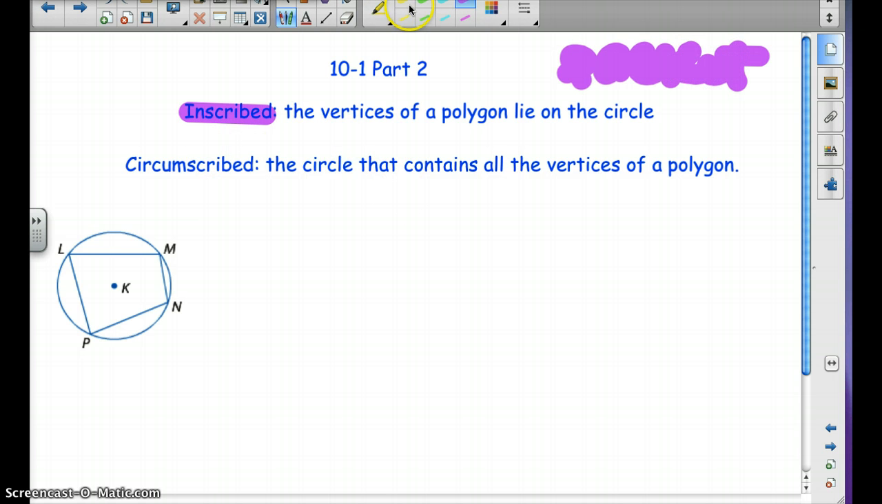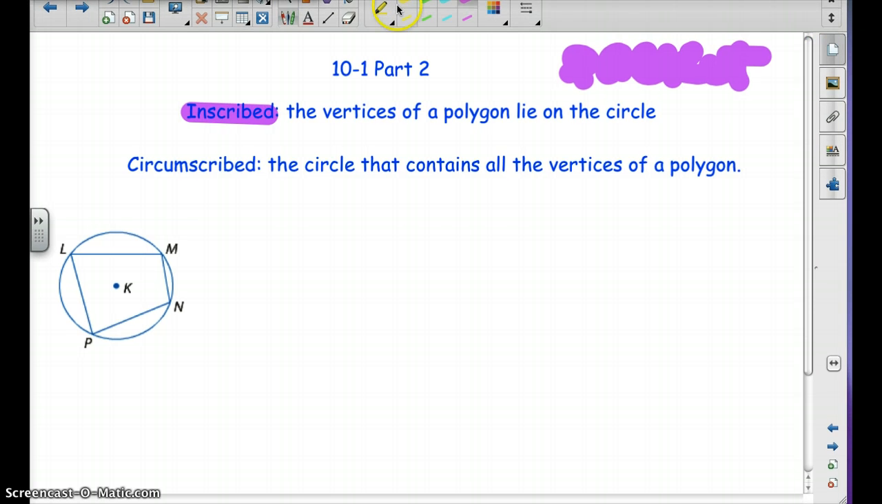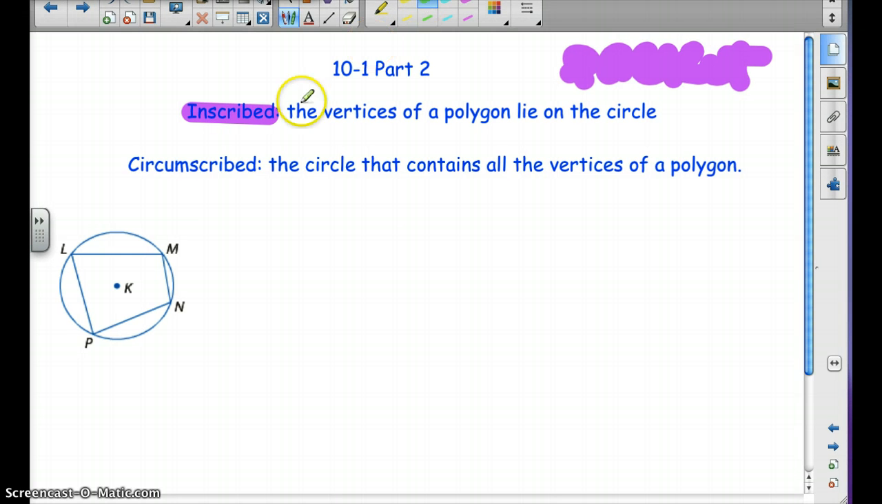And then circumscribed, and you have to be careful with that word. We want to make sure we're saying circumscribed is the circle that contains all the vertices of the polygon. So how I remember this is circumscribed is on the outside. Okay, so that's on the outside. And inscribed is on the inside.